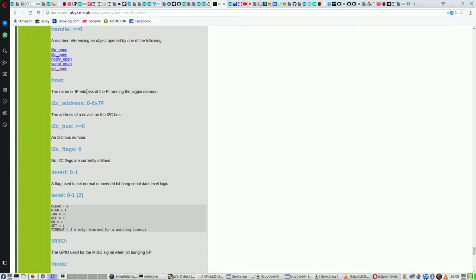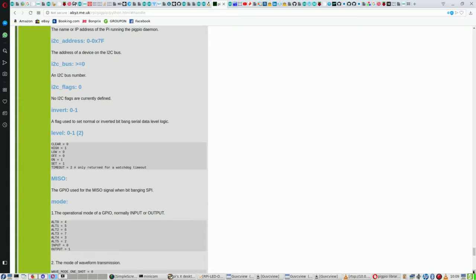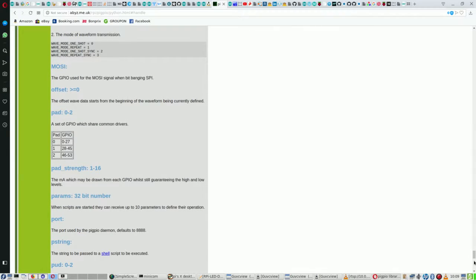The name or IP address running the Pi daemon. Well, I have only one Pi running. Where is my, oh here. And mode. Right. Things are to be found out, which I thought I had, but then you find out you don't.